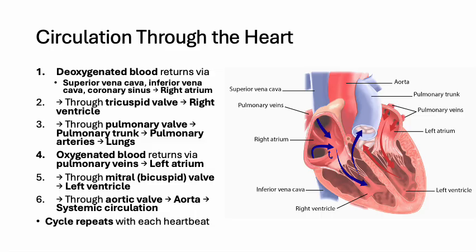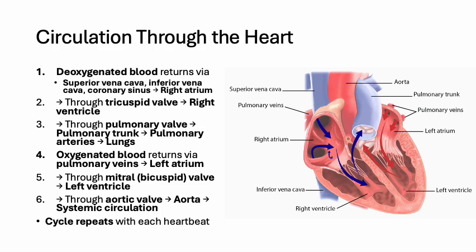When the right ventricle contracts, it sends the blood through the pulmonary valve into the pulmonary trunk, which splits into the left and right pulmonary arteries. These arteries carry blood to the lungs. In the lungs, gas exchange takes place. Carbon dioxide is released and oxygen is absorbed. Then oxygenated blood returns to the heart via the four pulmonary veins to the left atrium.